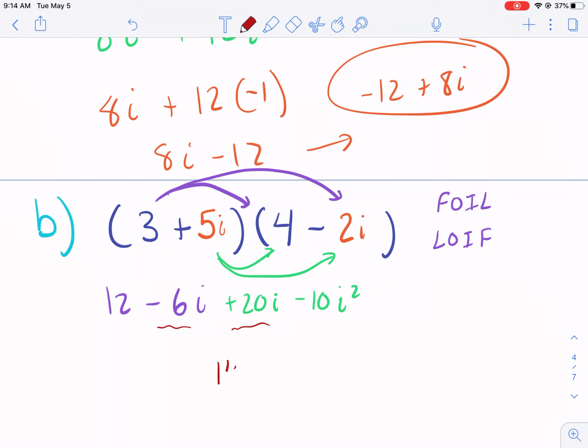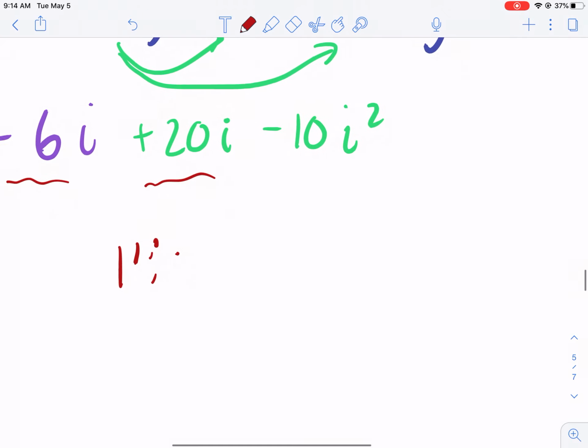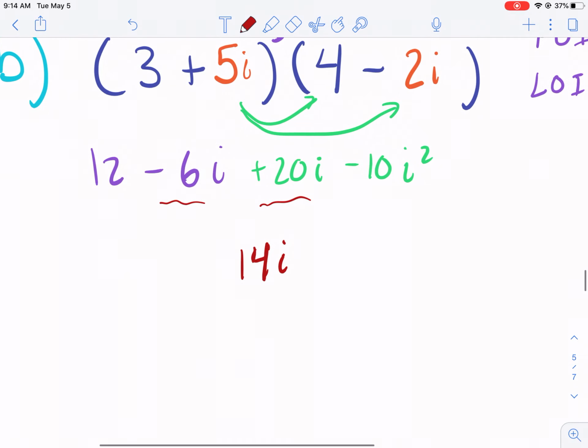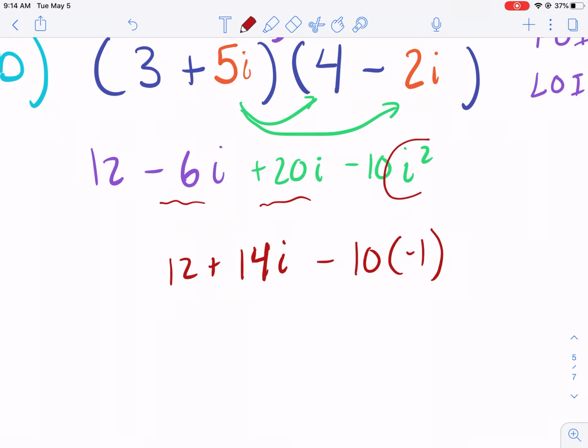That gives us positive 14i. Don't forget the 12, and that's plus. Now we need to change this, negative 10, and then this is times negative 1, because this i squared becomes negative 1. So 12 plus 14i plus 10, that becomes 22.